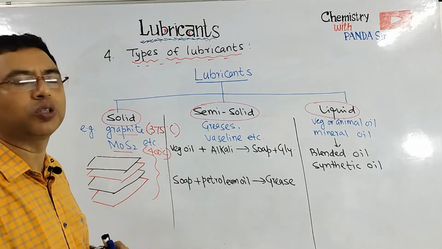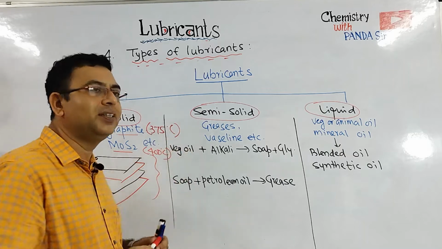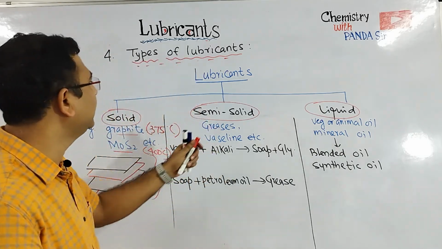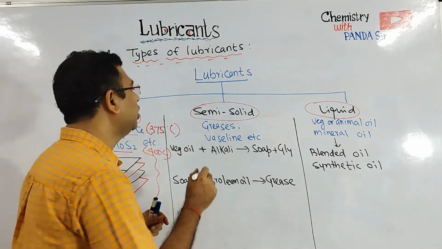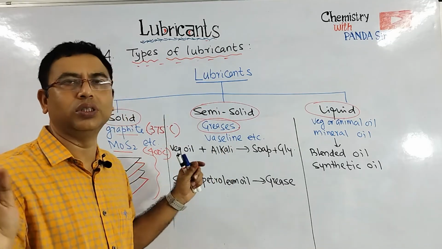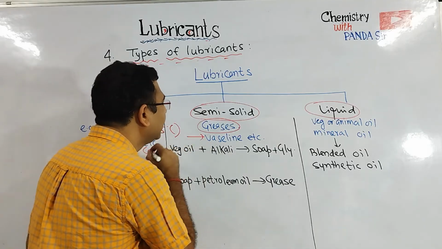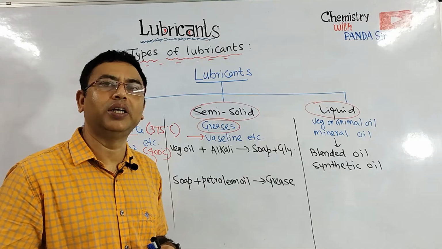Come to the semi-solid. Now, semi means half. Semi means it is having the state where it is half solid and half liquid. That is the reason the name is given semi-solid. The most common semi-solid lubricant we are using is the grease. Very common. Okay, that is grease. Apart from the grease, Vaseline can be another alternative or another example of the semi-solid lubricants.